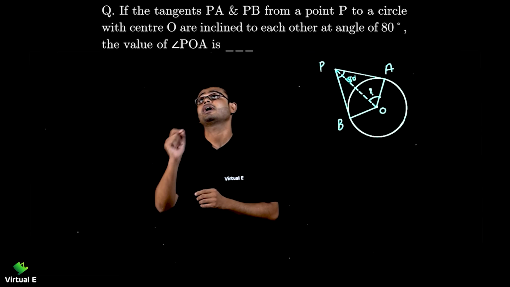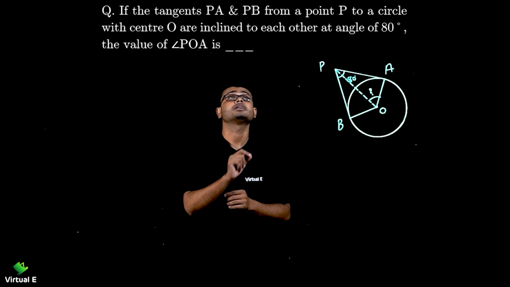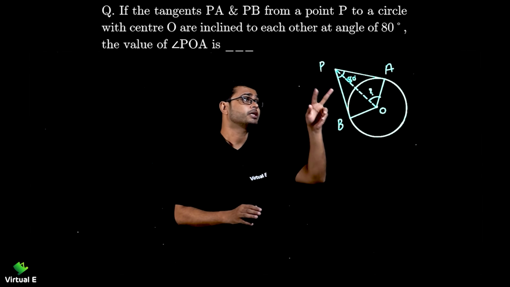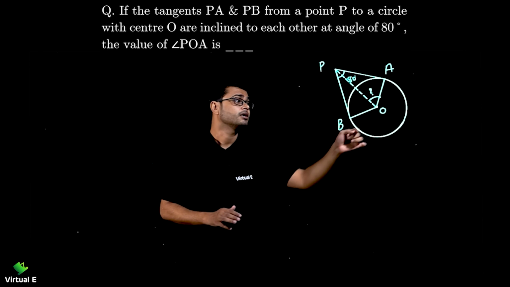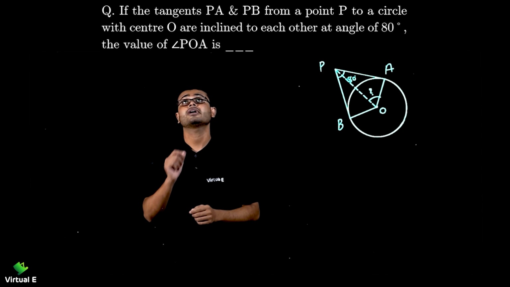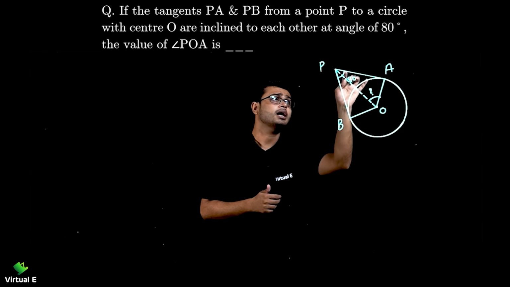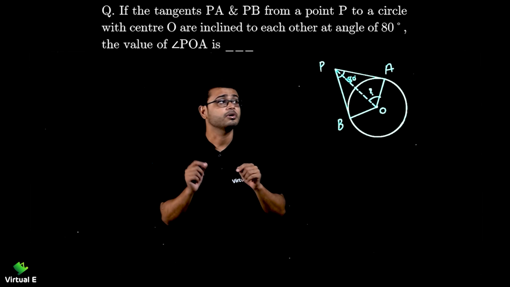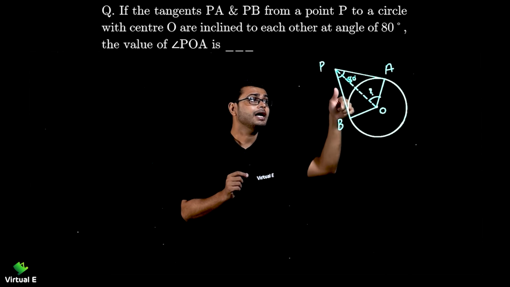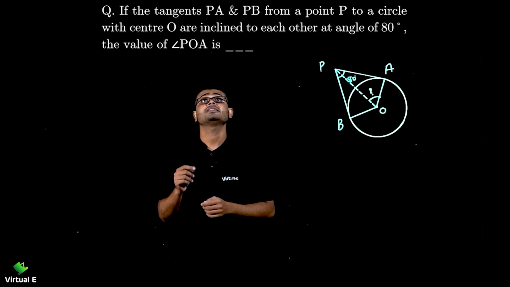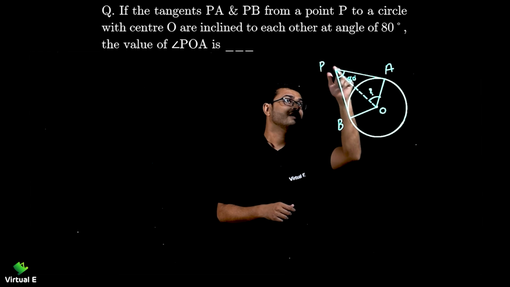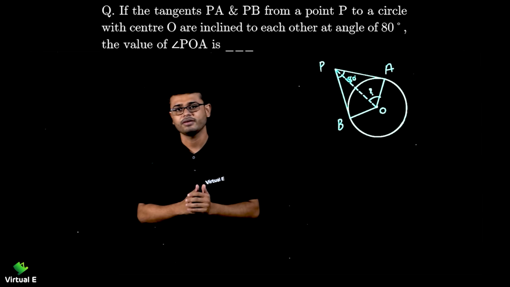If tangents PA and PB from a point P to a circle with center O. Okay, so there is a point outside the circle, then two tangents PA and PB, right? Circle with center O, done, are inclined to each other at an angle of 80 degree. So two tangents are inclined at 80 degree. Remember, two tangents are inclined at 80 degree. That's why the angle between PA and PB is 80 degree. Find the angle POA. Yes, we need to find this angle. I have put a question mark. Yes, POA, we need to find it.